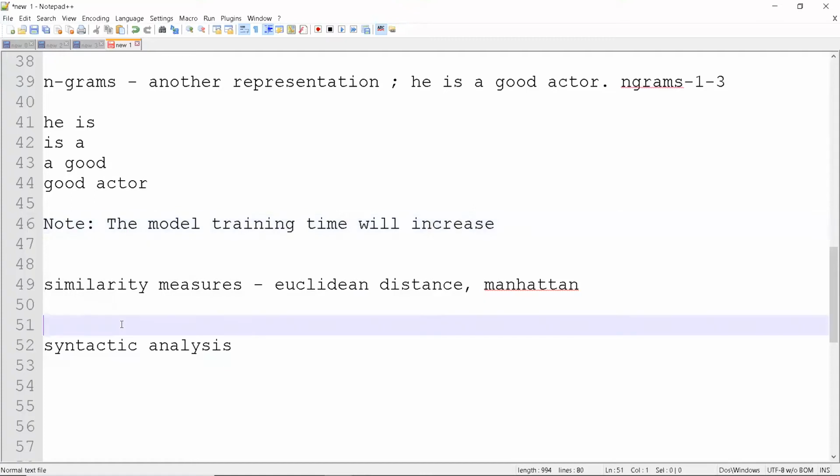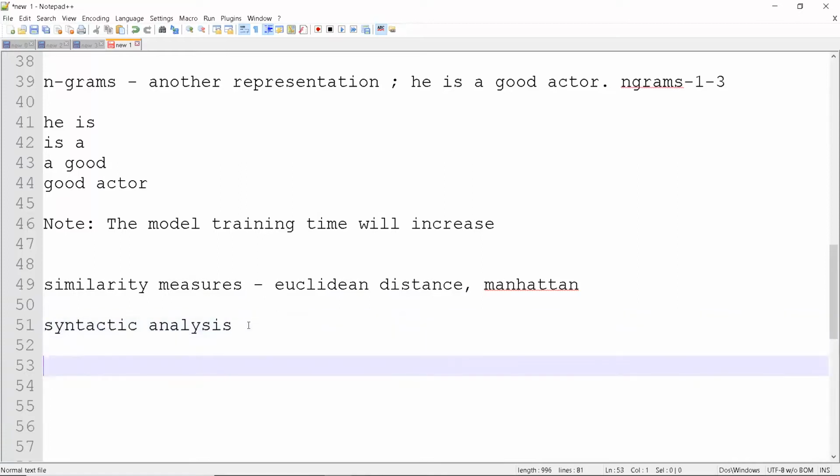So for that, it is referred to as syntactic analysis, but at this time it is not that useful for us. Next one is semantic analysis.